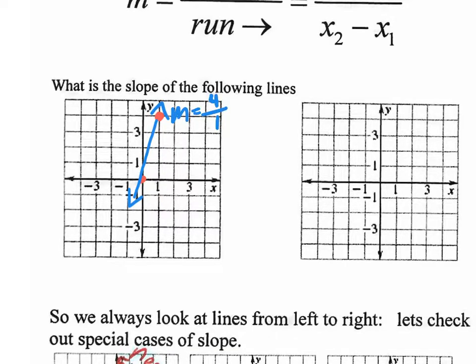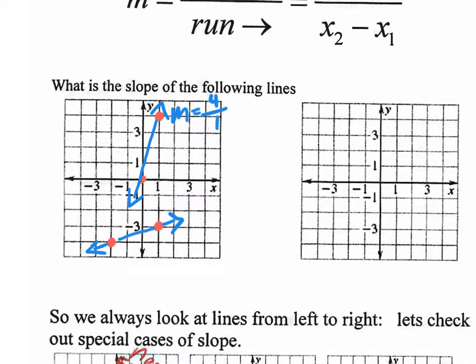Okay? Let's try a different one. Let's go to the coordinate -2, -4. -2, -4 is right here. And let's go to the coordinate 1, -3. Right there. And let's draw a line right through it. So what's the slope of this line right here?